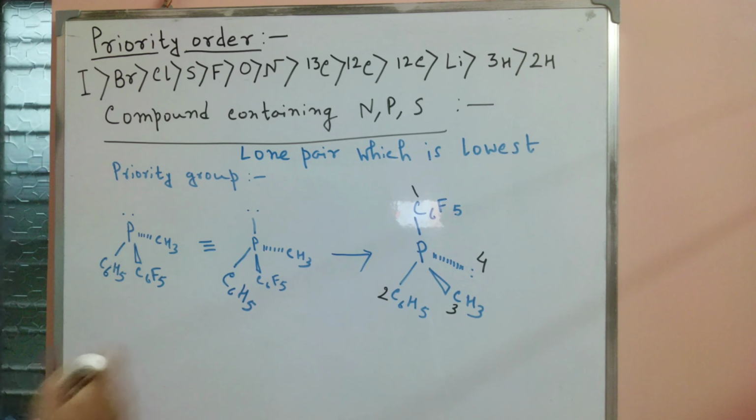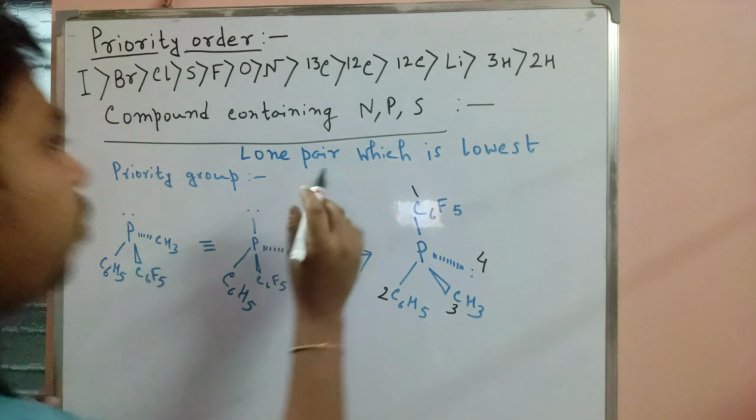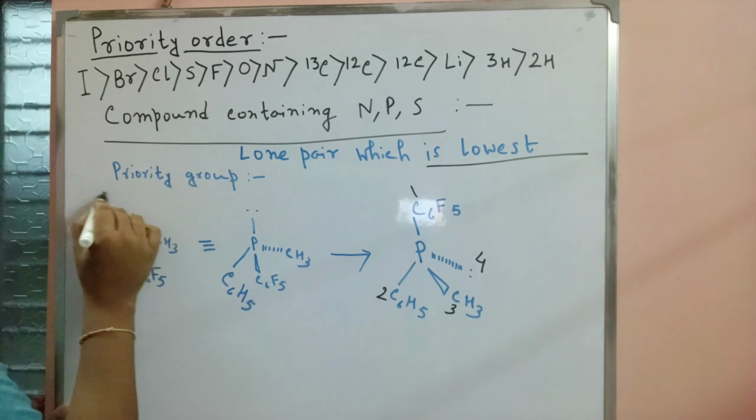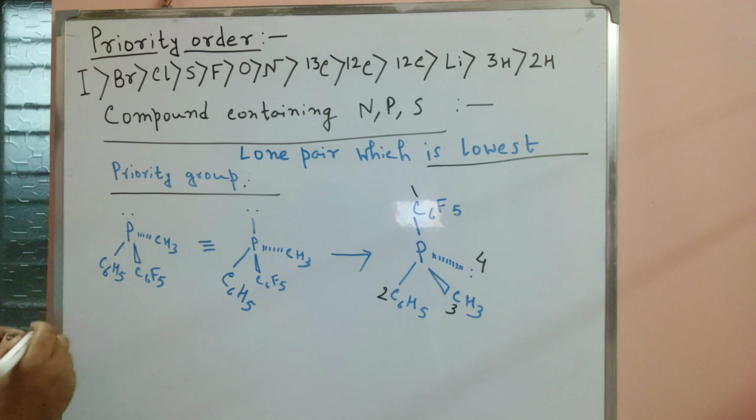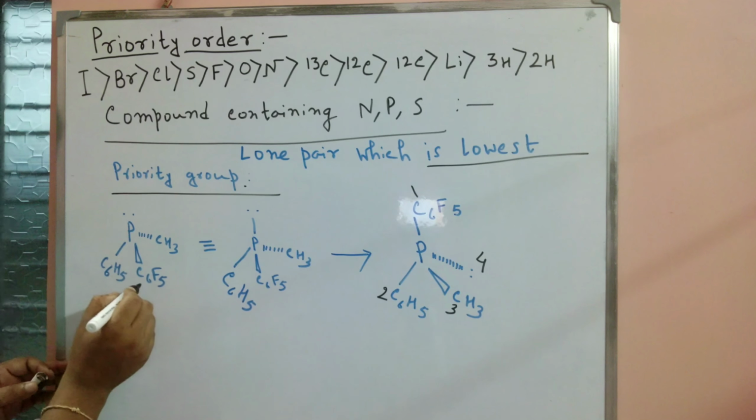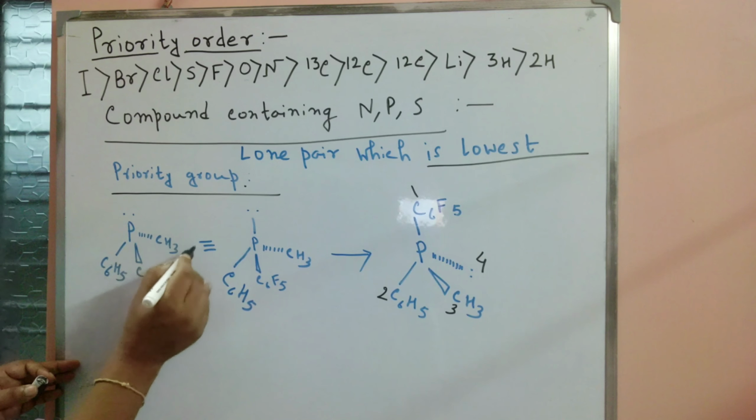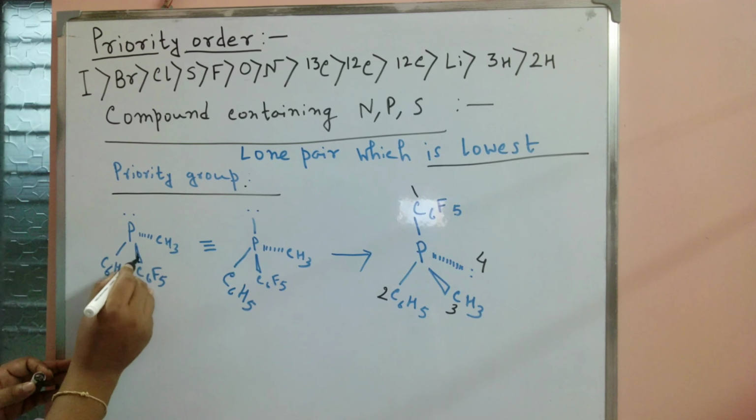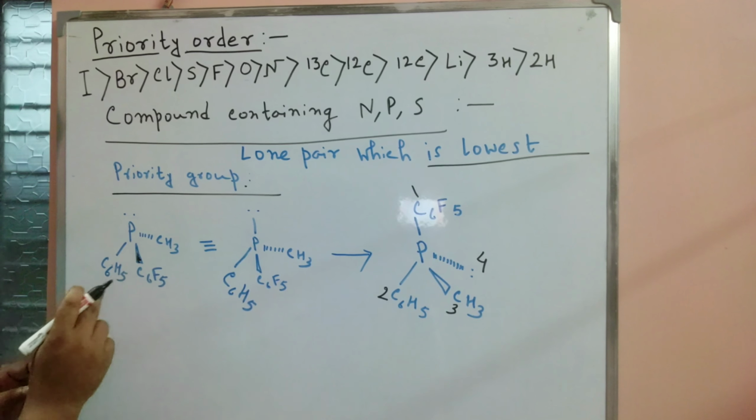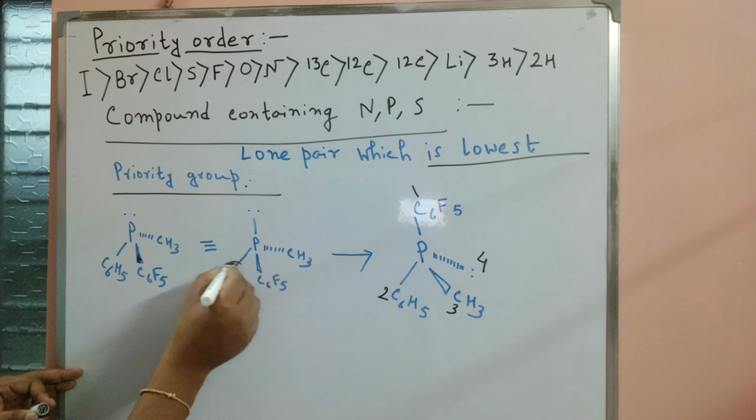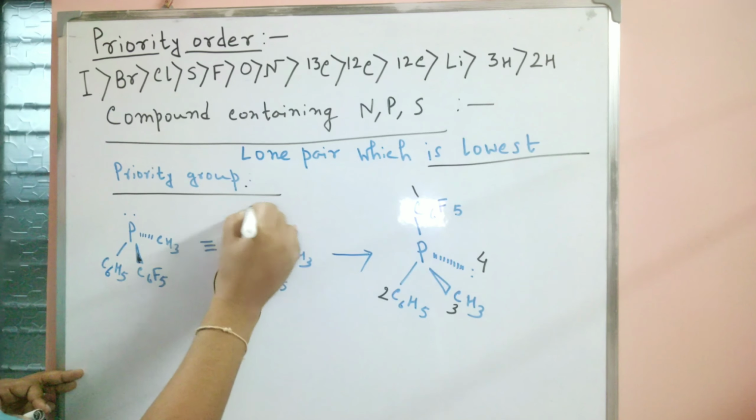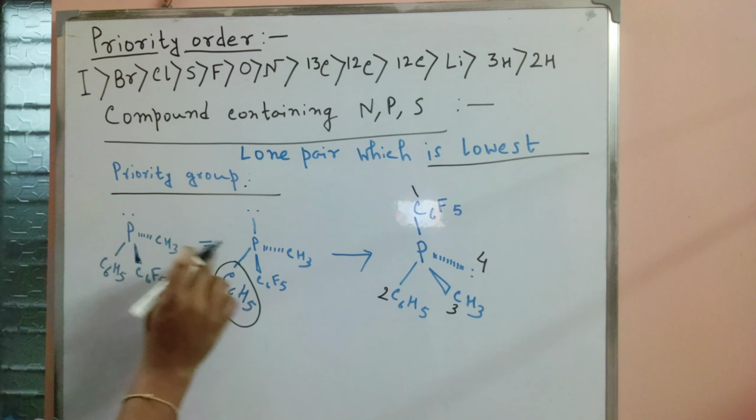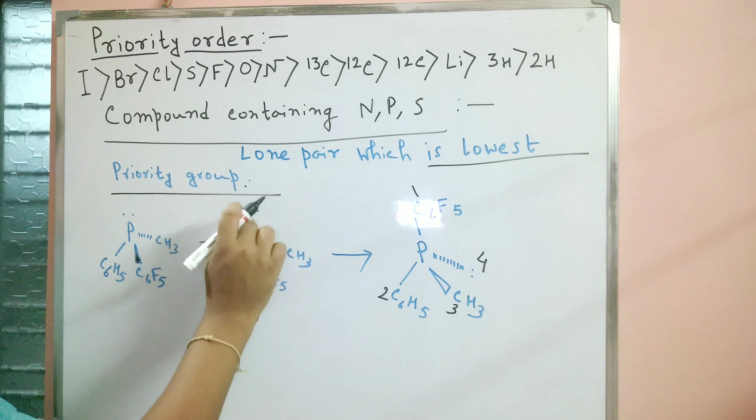The example is a compound containing nitrogen, phosphorus and sulfur. One of the important points here is that the lone pair is the lowest priority group. So here, in this case, C6H5, C6F5, and the methyl group are present, and on the upward side C6H5 or C6F5 is present, and C6H5 is on the plane. So we can fix C6H5, and for the lone pair we also consider it as a bond, but here only the lone pair is present, and we can say the lone pair is present in this position.